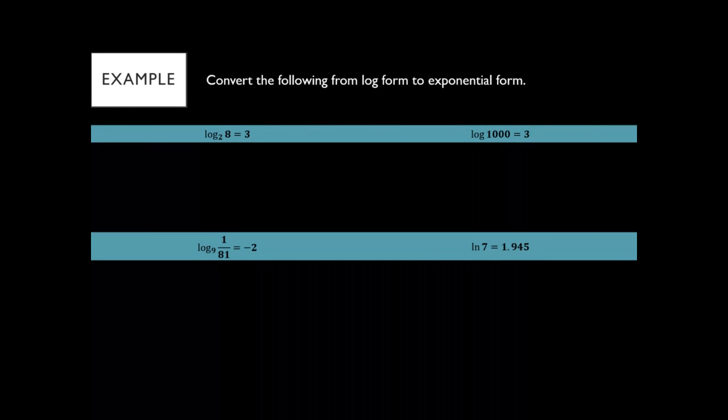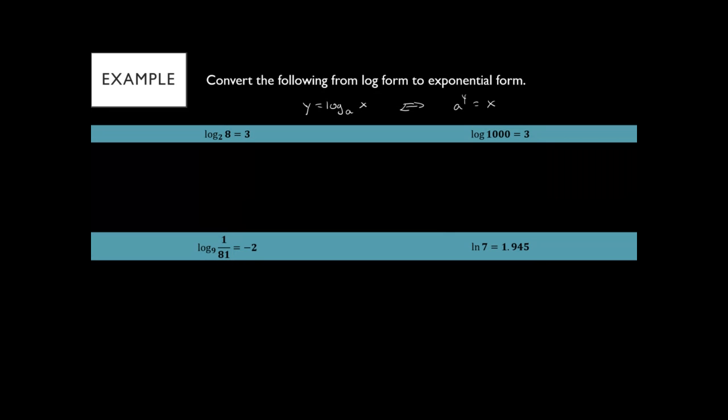So going to examples here. Before I start going into all the properties, I just want to do some practice on converting between the different forms so that you get used to that. So these are all in log form, and we want to convert them to exponential form. Just as a reminder, our formula is, if we have y equals log base a of x, then instead we can write that as a to the y equals x.